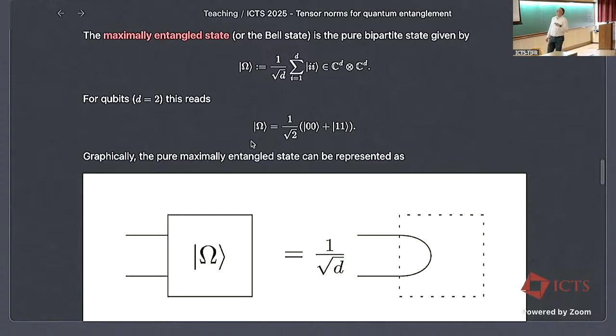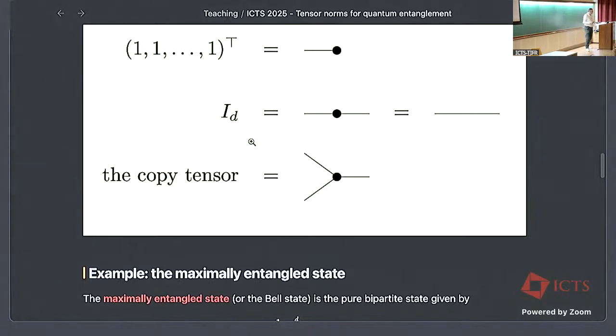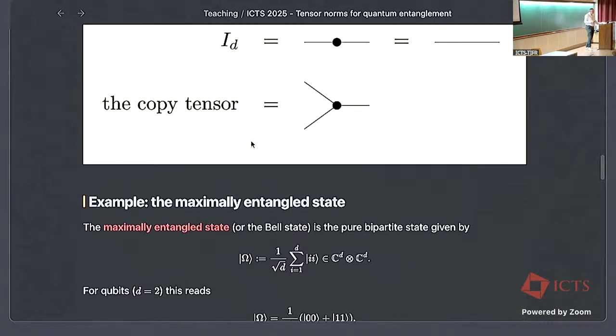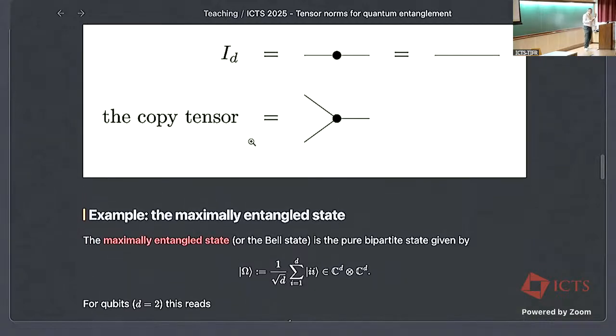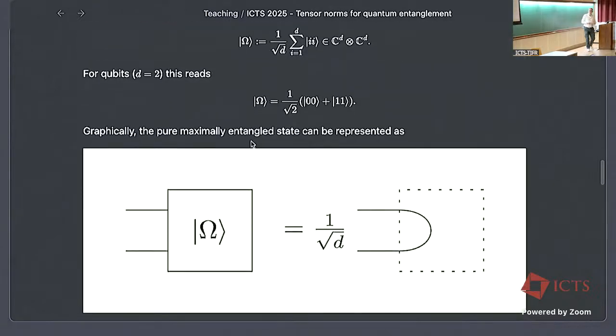Basically, the only condition I have is that the indices here, i and j, should be the same. So this is why I draw this edge here between i and j. Or if you prefer, it's really the picture you had above. It's really this identity. It's the same as the identity matrix, right? You need the two indices to be equal, but the identity matrix is something which lives in a vector space tensor its dual, whereas this maximally entangled state is something which lives in V tensor V.